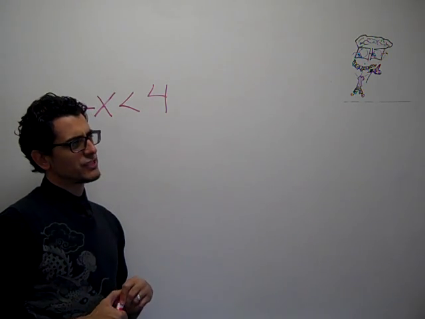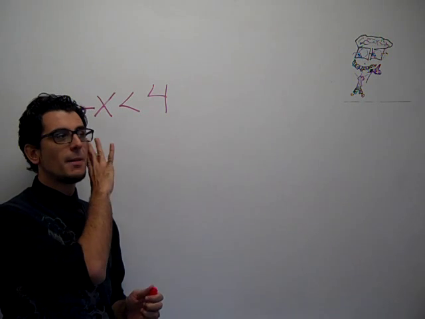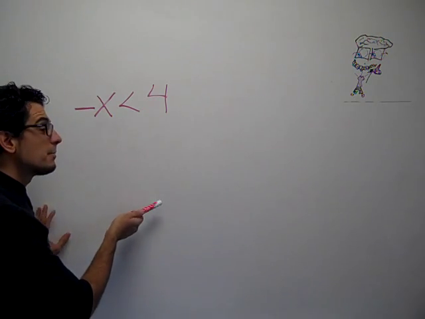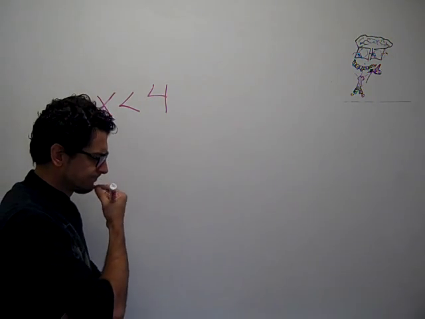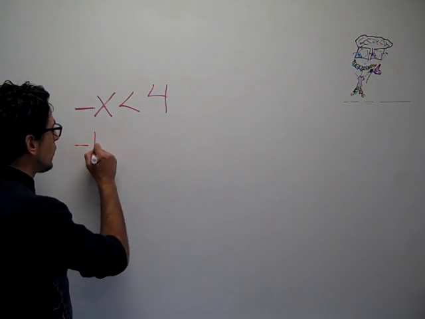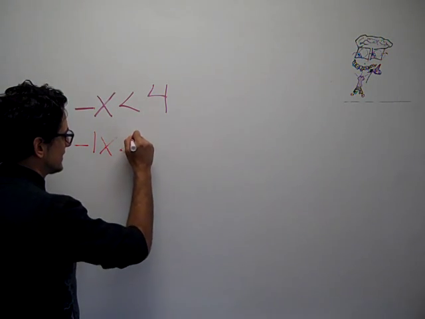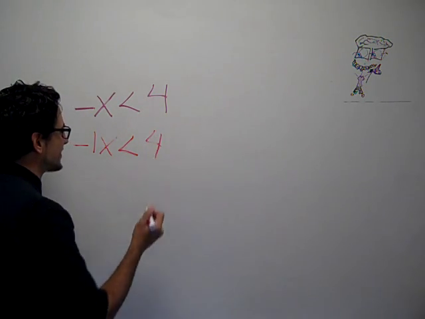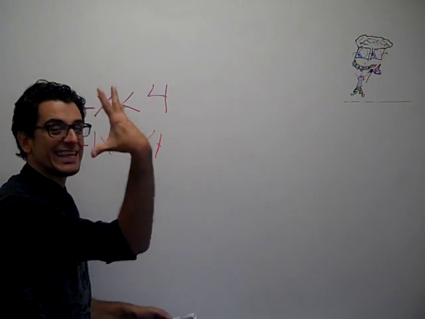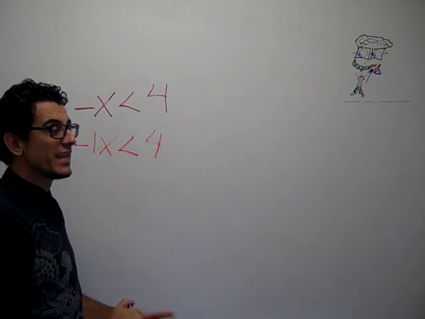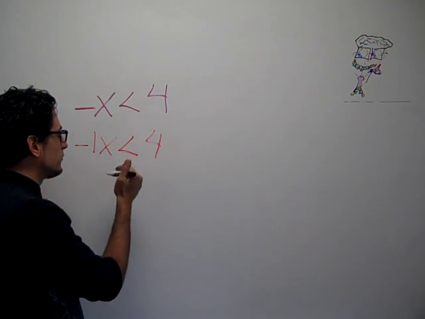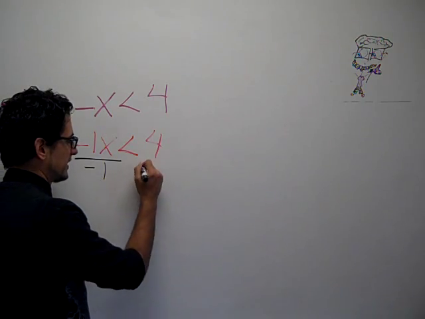Now, we could ask ourselves, is there a coefficient or a number multiplying by the x? Yes, there is. And that number, in this case, is negative 1. So I could, if I chose to, rewrite this problem as negative 1x is less than 4. The idea now is that I need to isolate this variable. To isolate this variable, I have to do an inverse operation, which means I have to do the opposite of multiplying times negative 1, which is going to be dividing by negative 1.